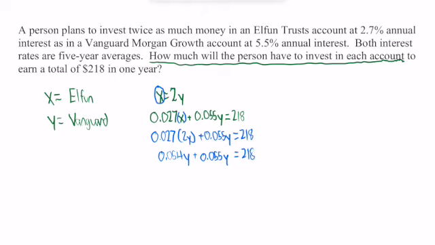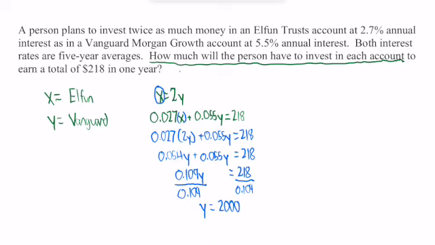equals 218. Adding those, I've got to make sure I don't make my decimal mistakes. 0.054 plus 0.055. We have 0.109Y equals 218. Divide both sides by 0.109. 218 divided by 0.109. We have Y is equal to 2,000.